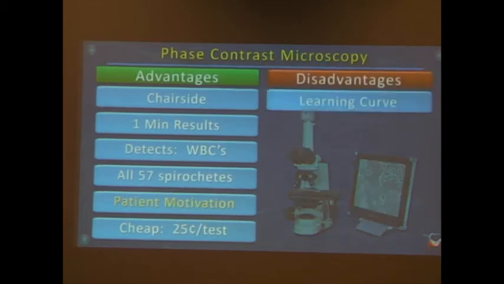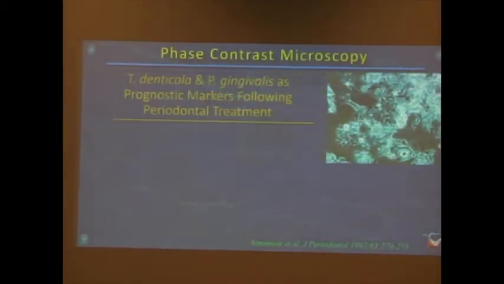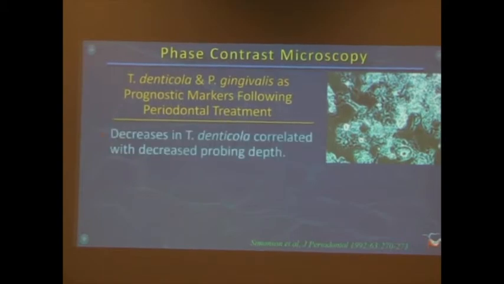Disadvantages. There is a learning curve. You have to learn how to use a microscope and how to interpret the results. The initial equipment cost is about $3,000 to $6,000. Validated? Yes. There have been lots of studies in the literature that validate it as a predictive test tool.